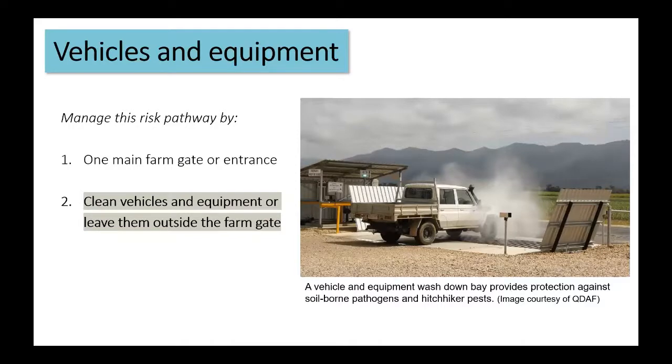Next, cleaning vehicles and equipment before they enter production areas can also significantly lower these risks. This can be as simple as washing harvesting tools between paddocks up to providing vehicle and equipment wash down bays, like you can see in the image. An alternative to this is getting all visitor or staff vehicles to remain outside the farm gate and only designated farm vehicles used in production areas.